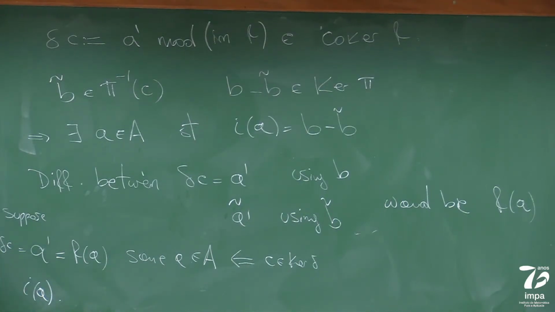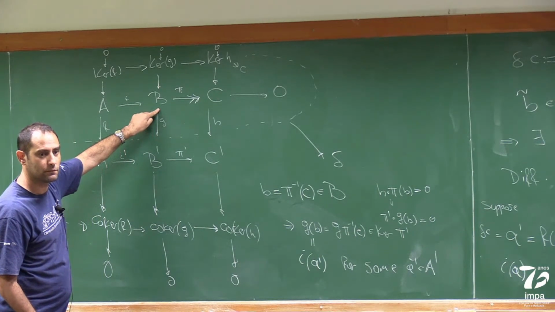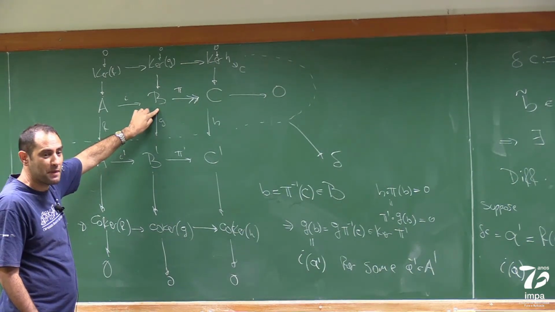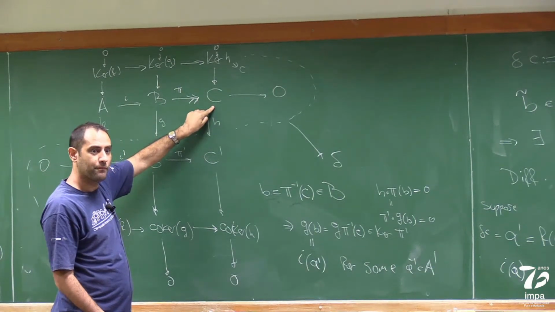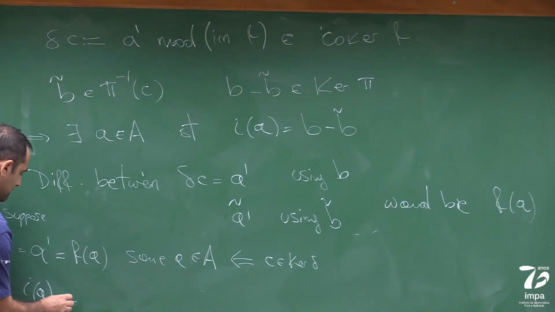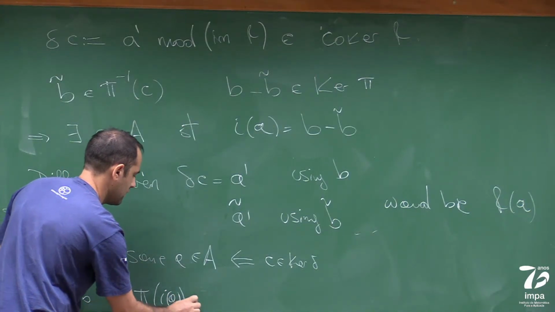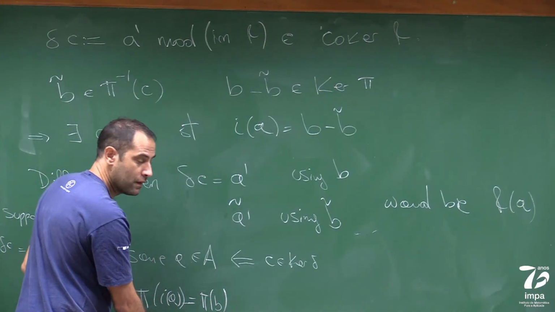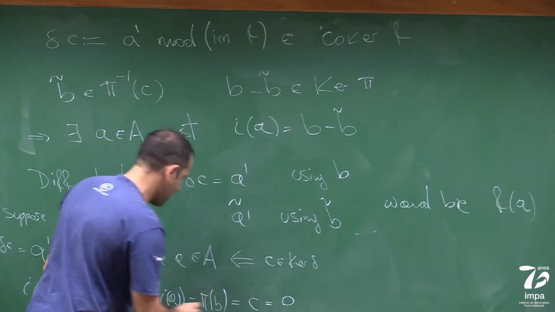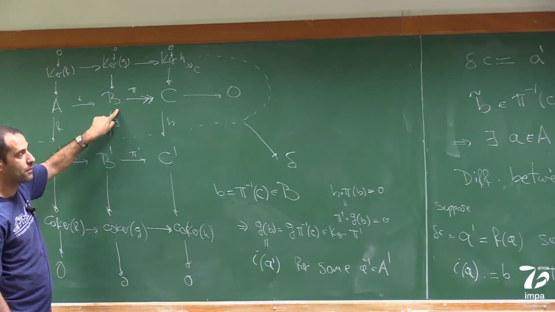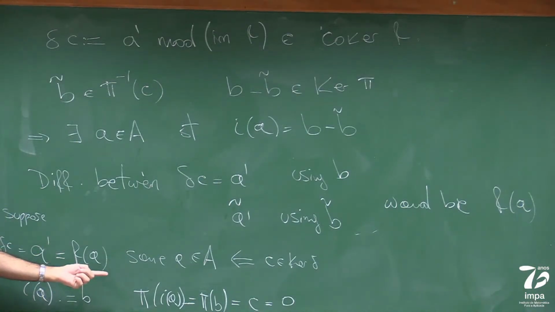Now I take I of A, and that's my B that I've chosen. But if B is I of A, it means that pi of B is 0. And then pi of I of A is pi of B, which is C, which is 0 because the sequence was exact. The composition of these two morphisms is 0. The kernel of this map was the image of this map. So I started with 0 by assuming that C was in the kernel. I am proving that it's in the image.